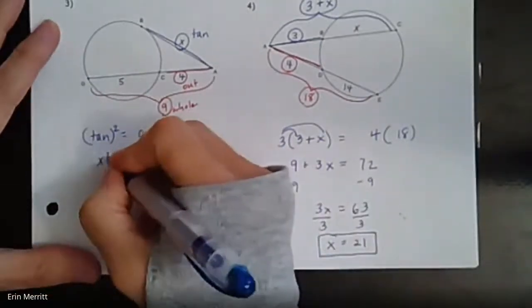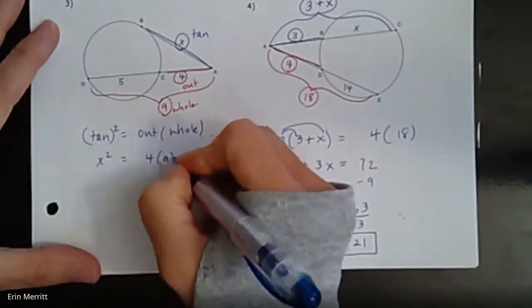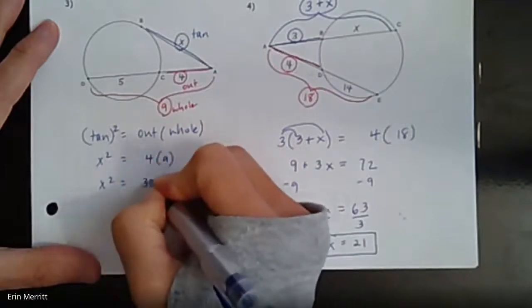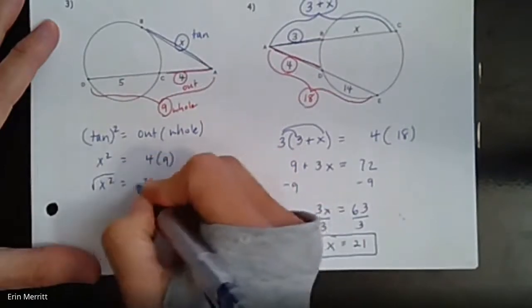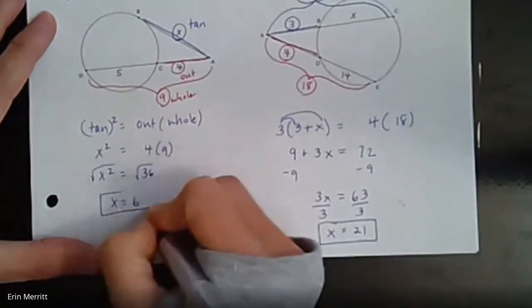And so it would be x squared equals 4 times 9. So x squared equals 36. And then take the square root. X comes out nicely to be 6.